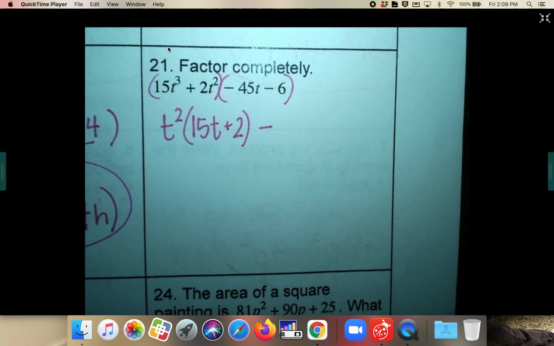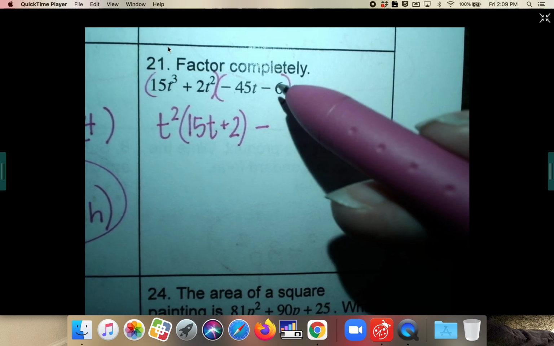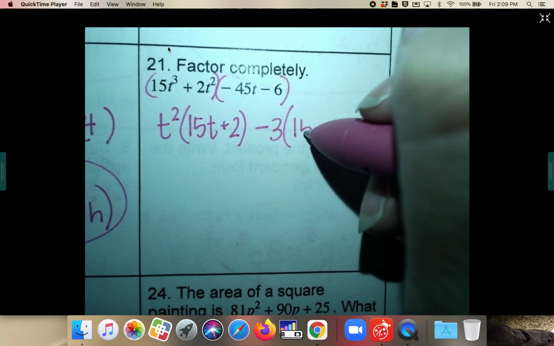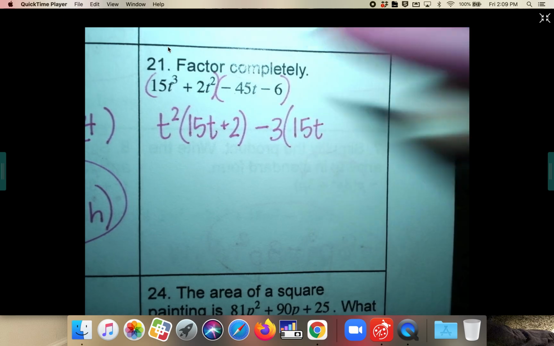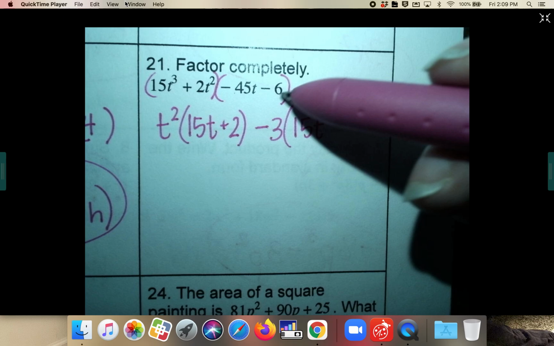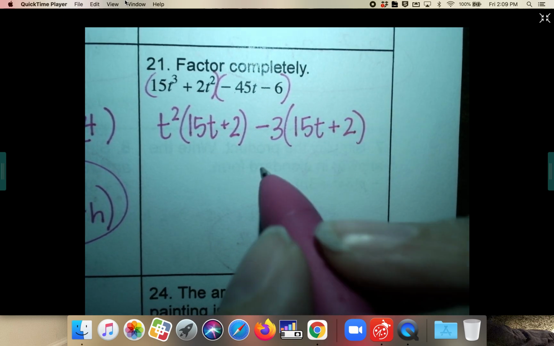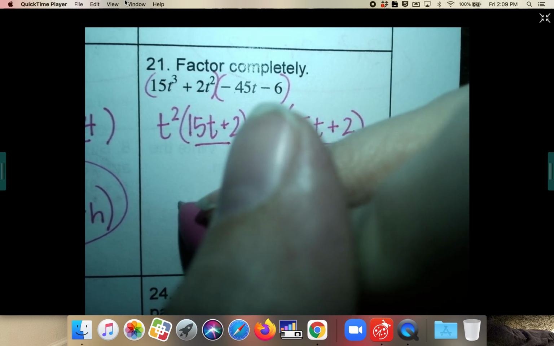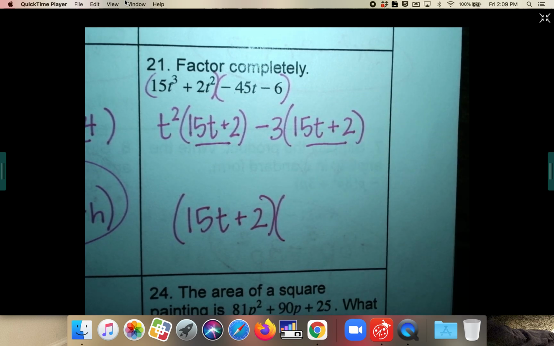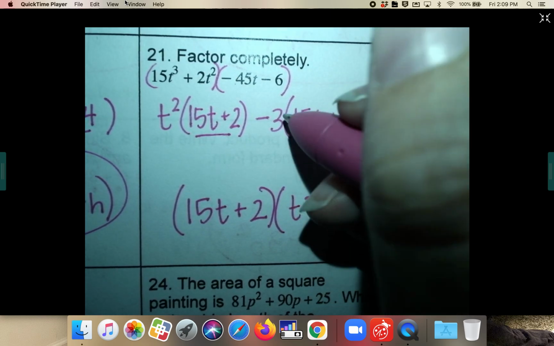So let's see what else we can pull out. 45 divides by 3, and I believe that is the biggest number that we can pull out. So 3, and that leaves 15t, because 3 times 15 is 45. Negative 3 times 15 is negative 45t, and negative 3 times positive 2 is negative 6. All right, and we did it right because both of these are the same. So that is one set of binomial part of your answer, and the other one is what's outside, which is t squared and minus 3.